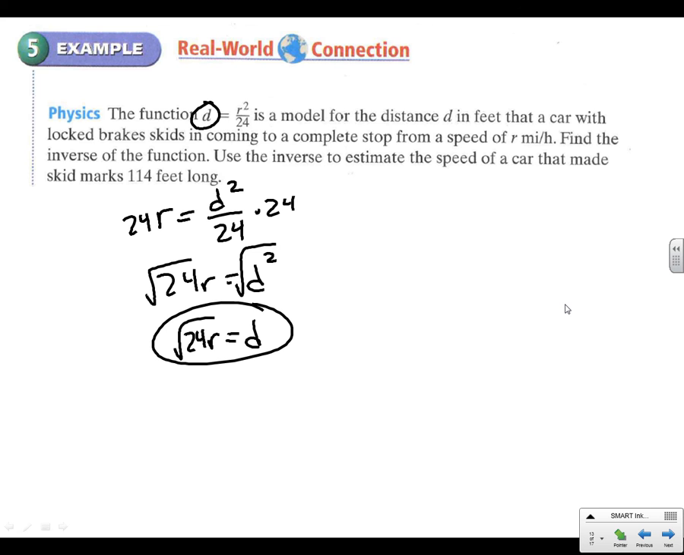All right. So now we can say that the distance, find the speed. Yes. So we want to find r on this one.